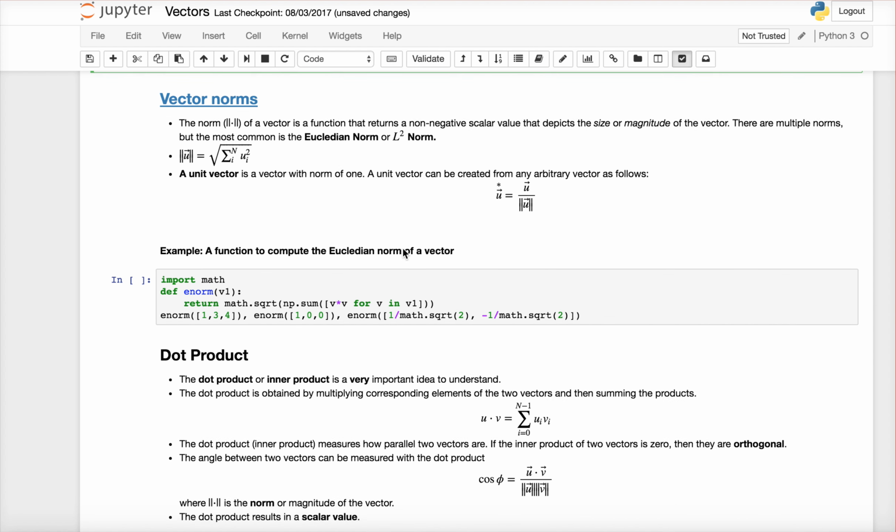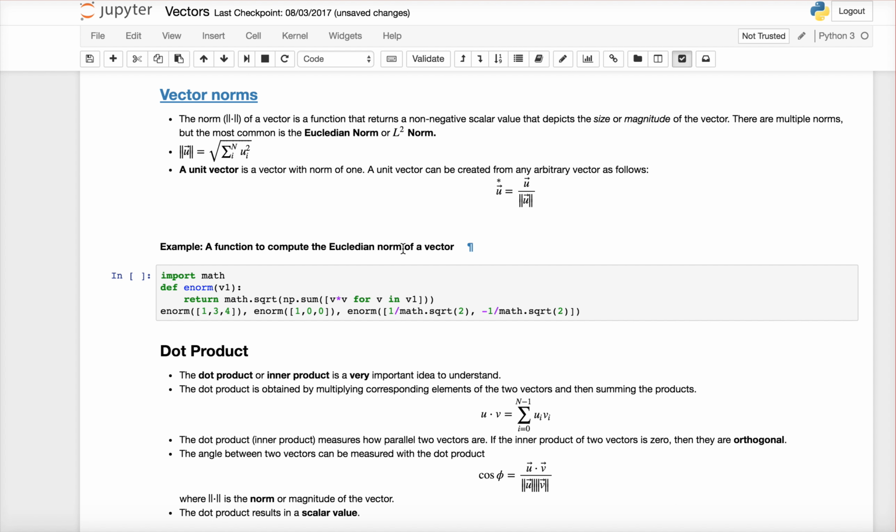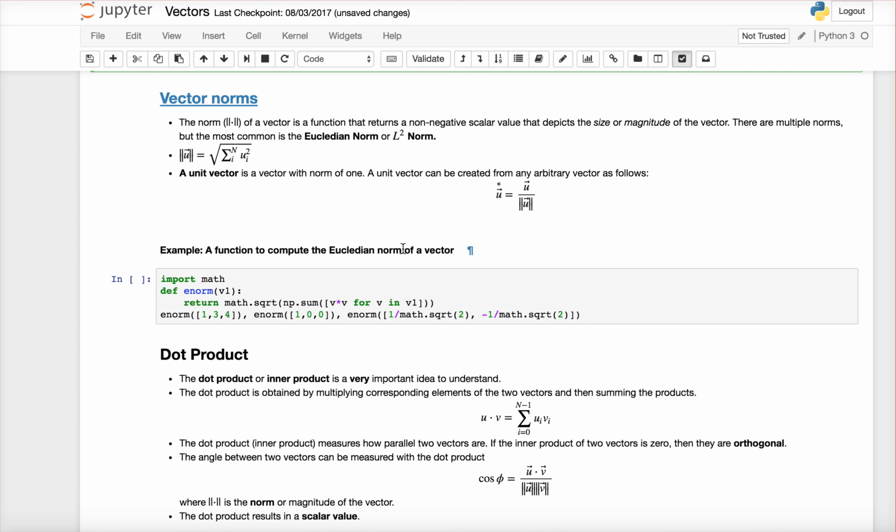Okay, two remaining ideas that will be important for our future applications are the concept of a vector norm and the concept of a dot product. So a vector norm can be thought of as a measure of the magnitude or the size of the vector. And the most common norm would be referred to as the Euclidean norm or the L2 norm.